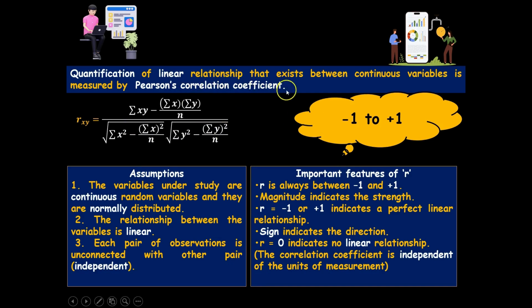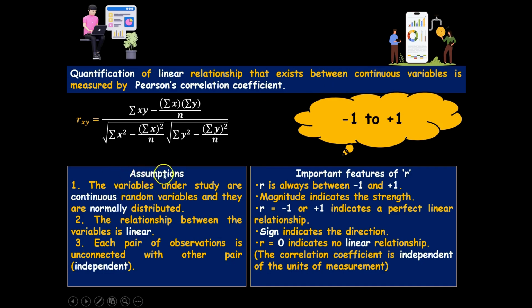This Pearson's correlation coefficient always lies in the range of +1 and -1. When there is an exact value of +1, we say it's a perfect positive correlation, and if it is -1, we say it's a perfect negative correlation that exists between two variables.